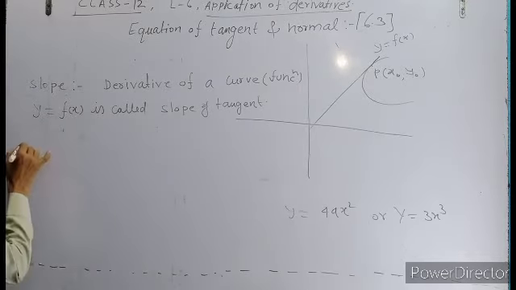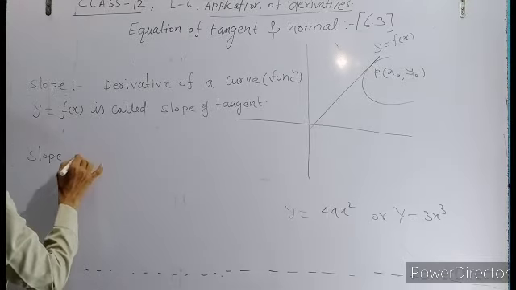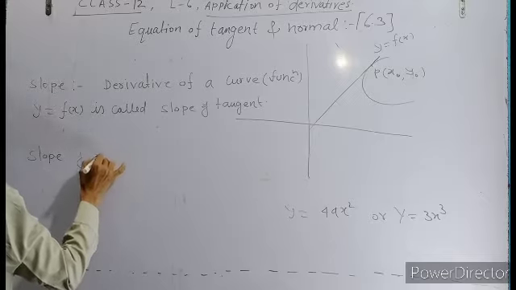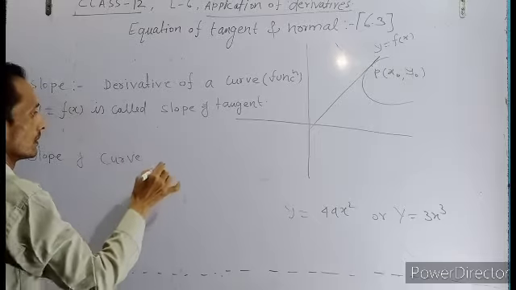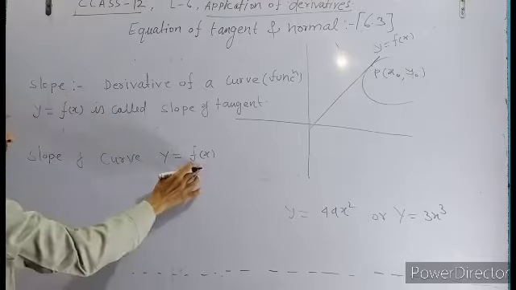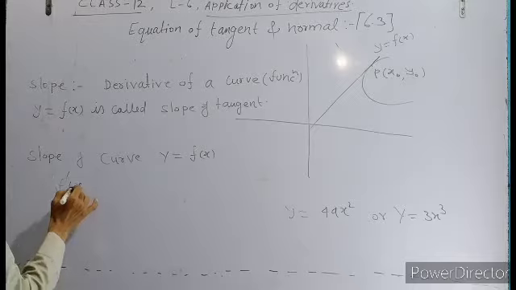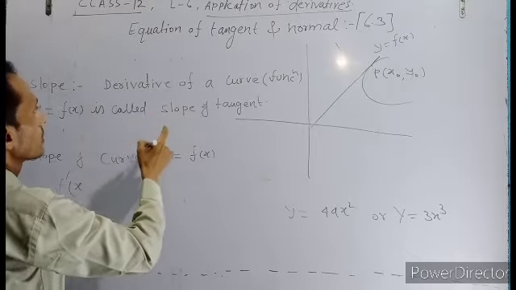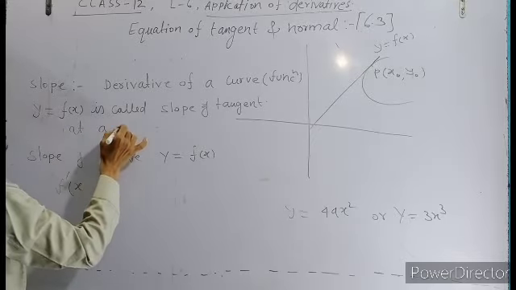So another way we can say m equals the slope of the curve y equal to f of x. So what is the slope of this? The derivative. It means f dash x at a given point. The derivative of a curve is called the slope of the tangent at a given point.